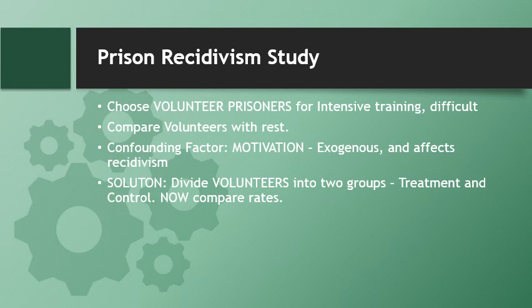So the solution is to take all the volunteers and put some of them into the program and some of them into the control group, not into the program. Now, these two groups are matched on motivation, and when we compare rates, we will find out whether or not the program has any effect or whether it's all due to motivation.